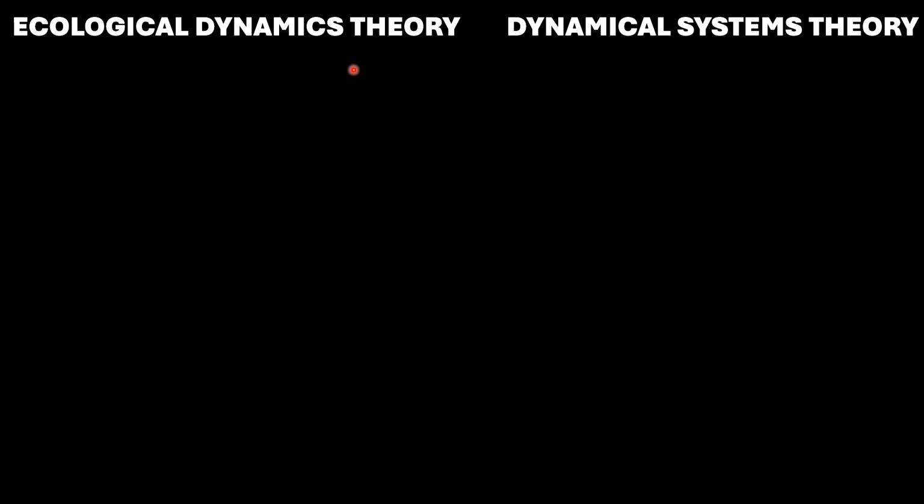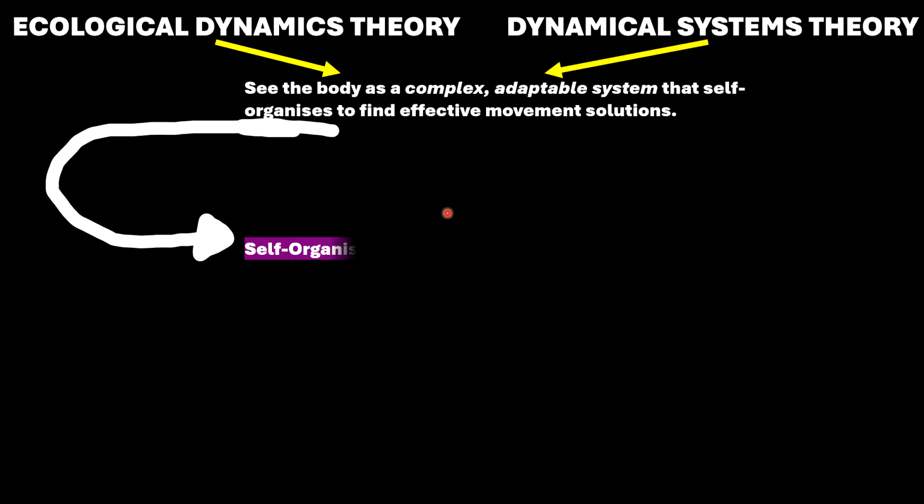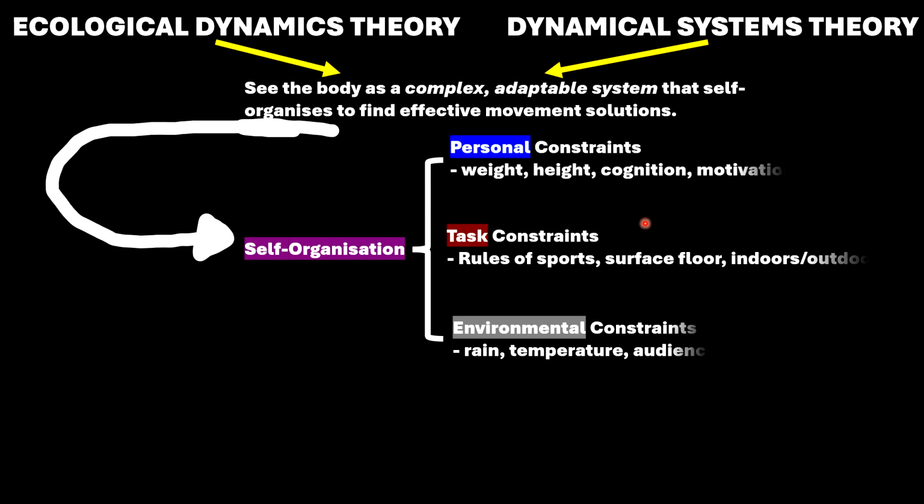The ecological dynamics theory and dynamical systems theory both argue that the body is a complex and adaptable system that self-organizes itself to find effective movement solutions. Let me explain. Self-organization involves three types of constraint: personal constraints, such as weight, height, cognition. This is your thinking, your mind.